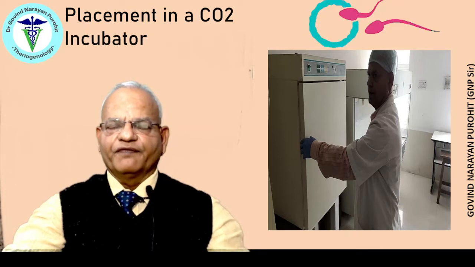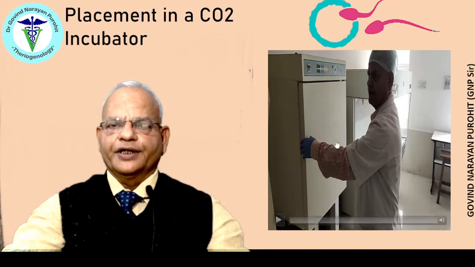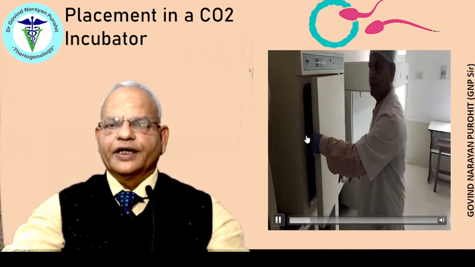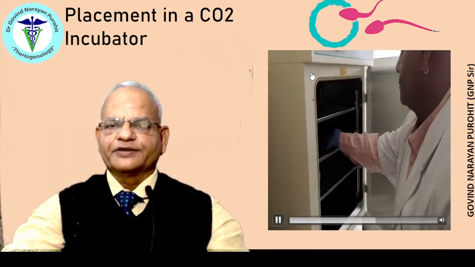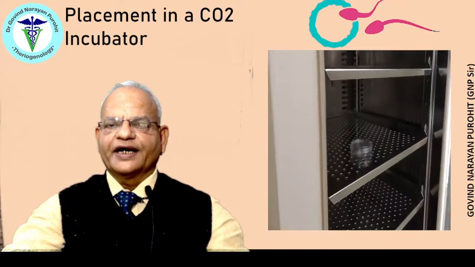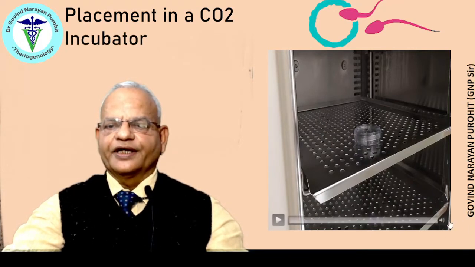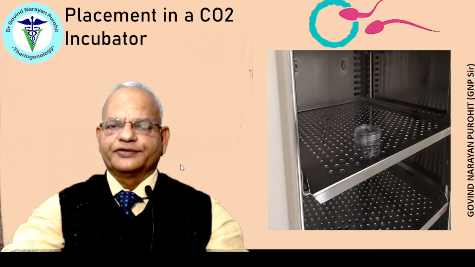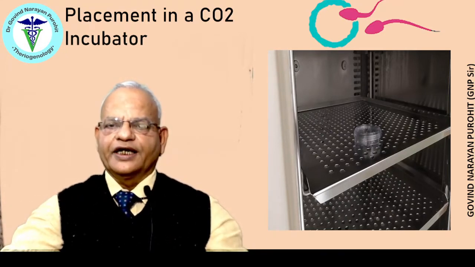The time frame for different species varies, and you have to place them in the CO2 incubator. A CO2 incubator has a temperature of 38.5 plus minus 1 degree centigrade, CO2 tension because of the CO2 cylinder attached to it, and then underneath there is placement of the sterile distilled water, which maintains a relative humidity of 80 or more percent, whatever you want to keep for your culture program.